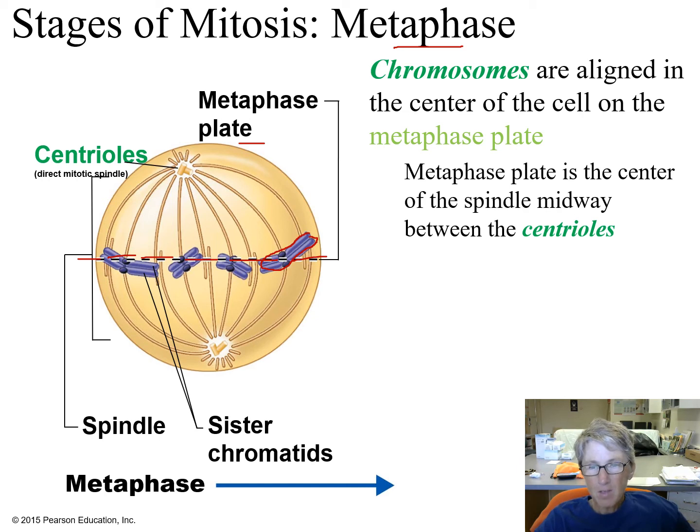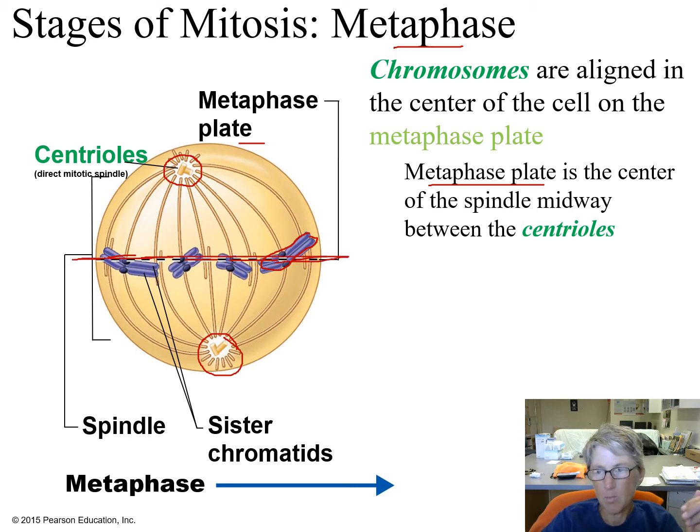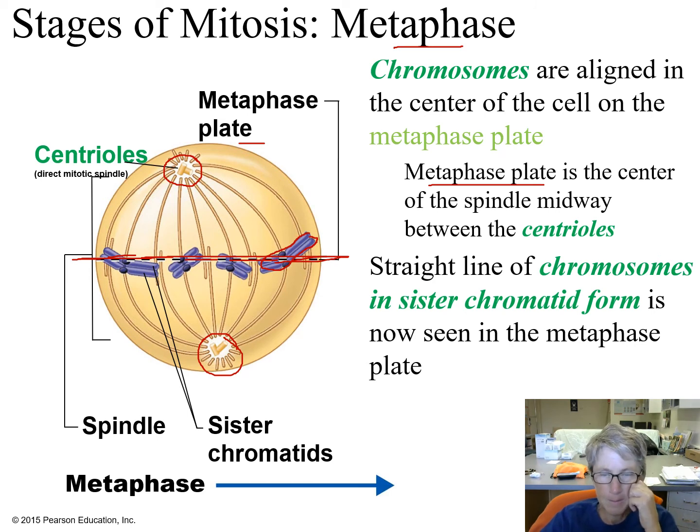Okay, the metaphase plate, which is that imaginary plate, kind of like there's an imaginary equator on the Earth. There's this imaginary metaphase plate in the cell, and its center is right in between the centrioles. So here's the North Pole with a set of centrioles, South Pole, and then the equator, aka the metaphase plate, is midway between those 2 poles. And then it says here a straight line of chromosomes in sister chromatid form, like we talked about, is seen on the metaphase plate. So that's metaphase.